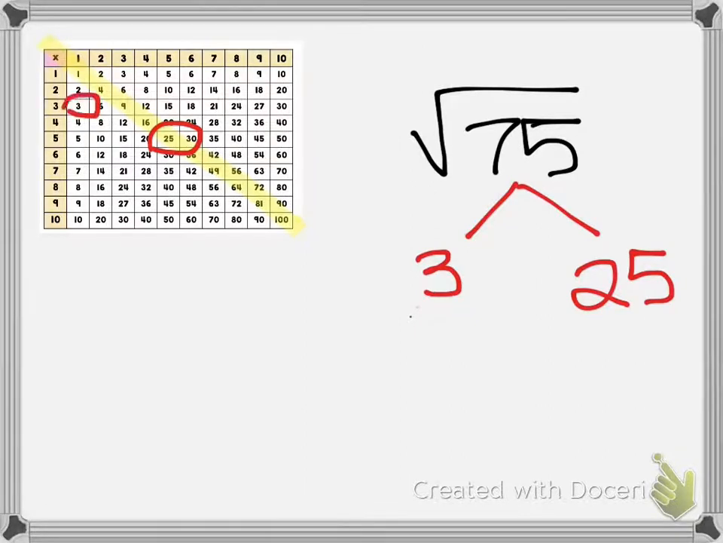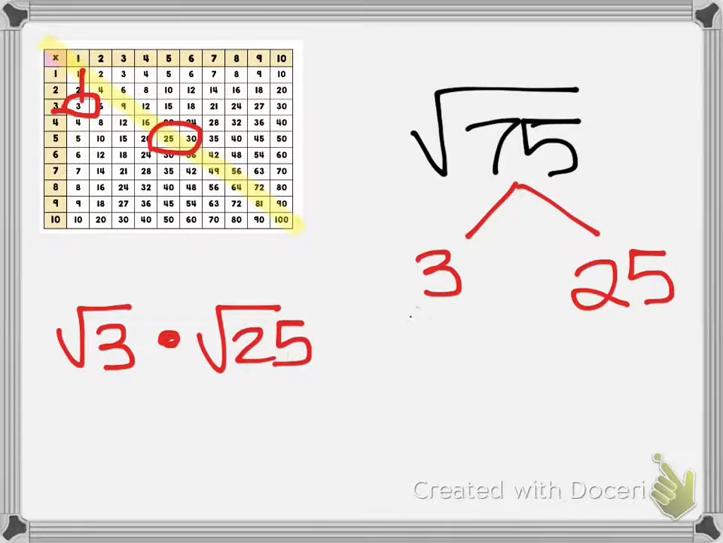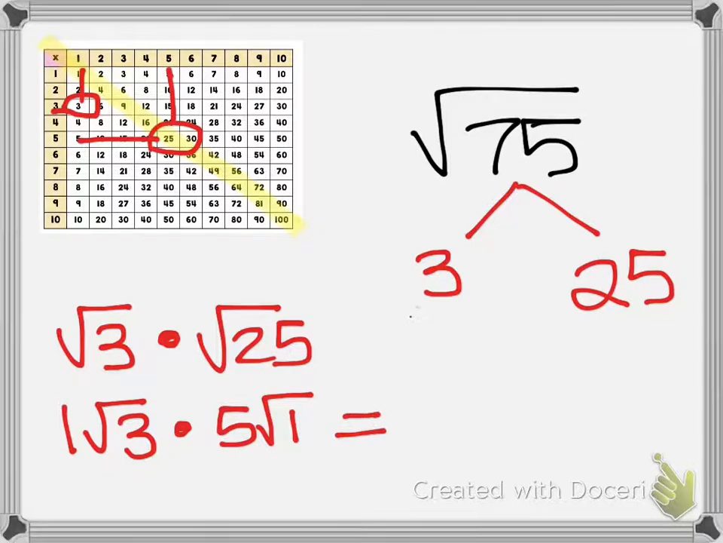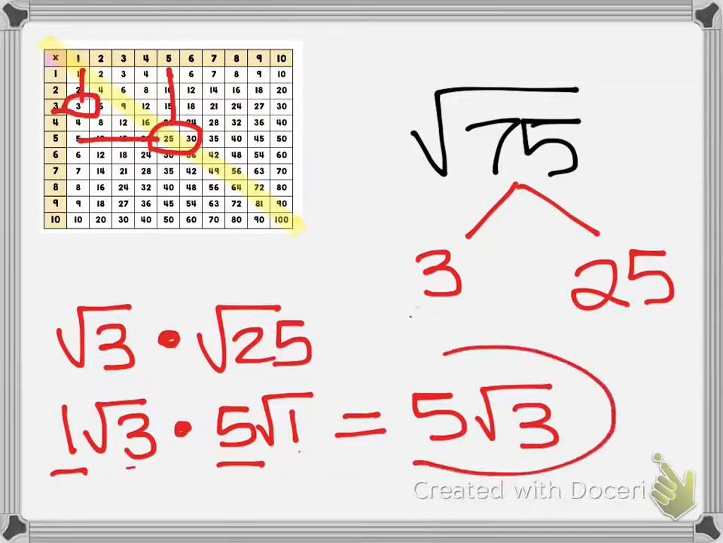3, the only numbers multiplied to get 3 is 3 times 1. So that won't go any further. So to simplify that, I'm going to say the square root of 3 times the square root of 25. That's equivalent to the square root of 75. If I rewrite it, 1 times the square root of 3 is equal to the square root of 3. I know the square root of 25 would give me 5. So say times the square root of 1. And if I multiply by multiplying the outside numbers, 5 times 1 is 5. And 3 times 1 is 3. So the square root of 75 is simplified to be 5 square roots of 3.